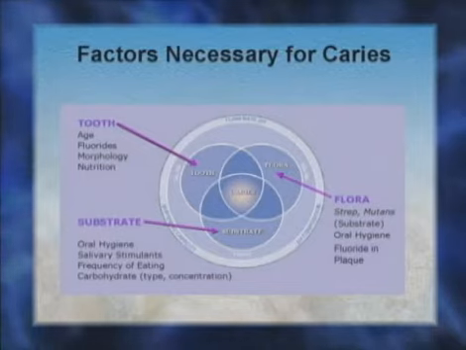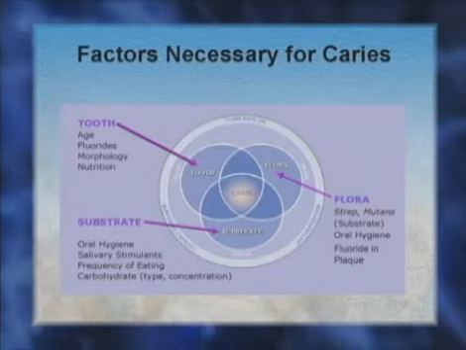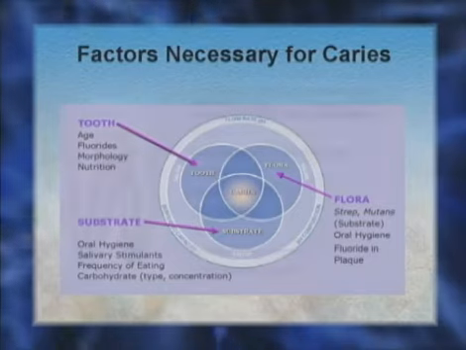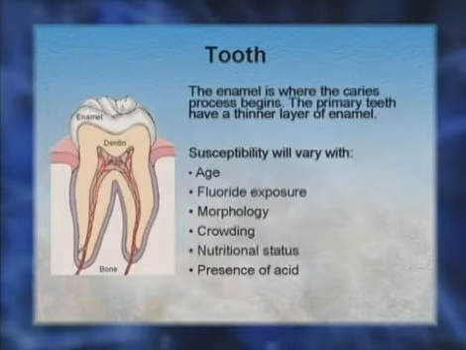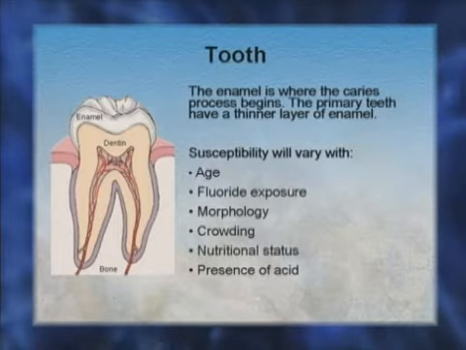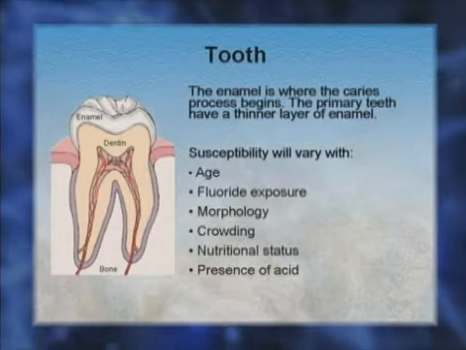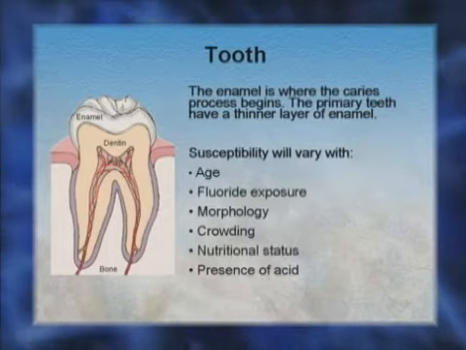Let's look at the factors necessary for caries to occur. Tooth decay is a complex process involving the tooth, the oral flora or bacteria, and a substrate or food for the bacteria. The outer layer of the teeth, the enamel, is where the caries process begins. Whether teeth are susceptible to decay will depend on a person's age, their exposure to fluoride, the shape and position of the teeth, the patient's nutritional status, and whether there's acid present.